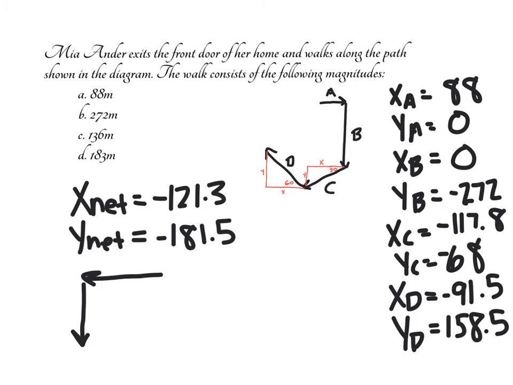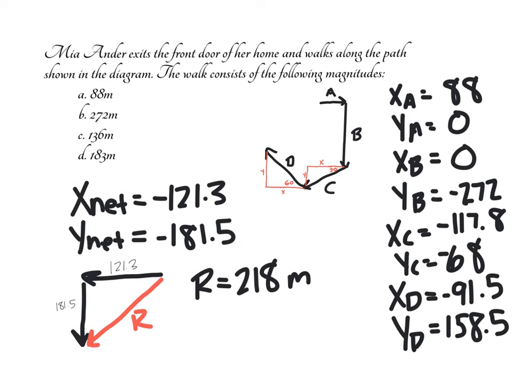So what we're actually trying to find is the resultant displacement. So we're trying to find this r value. To find the r, we're going to use the Pythagorean theorem, so we end up doing 121.3 squared plus 181.5 squared, and that'll equal our r squared. So our r will come out to be 218 meters.